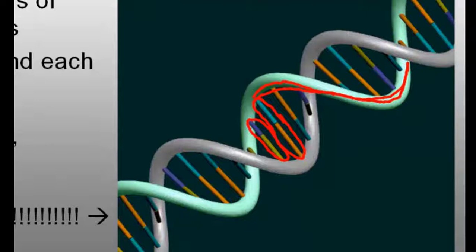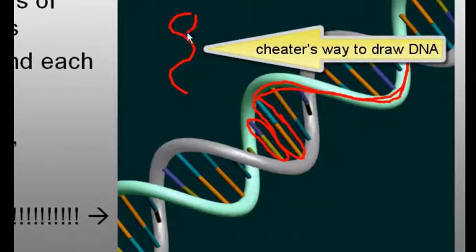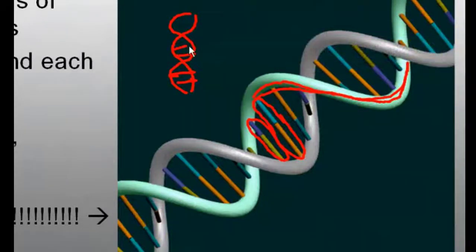And if you're having trouble sketching the DNA, there's a pretty simple way to do it. Take your pen and just make a wavy line. And then make a wavy line going the opposite direction. And then just draw little ladder rungs going back and forth. And you've sketched DNA.